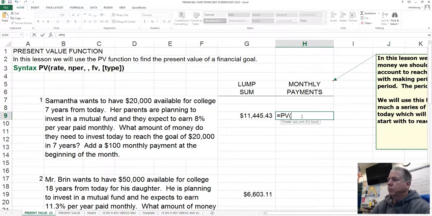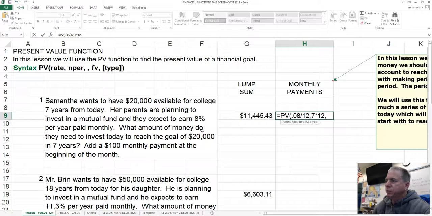Same function. First thing we need to do is determine the rate, and we're expecting 8%. And remember that 8% is yearly, so we need to make sure that the interest rate that we use matches our periods. And in this case, our periods are monthly, so we need to take this annual rate of 8% and divide it by 12 months in a year. Once again, our comma separator, number of payment periods, we're looking at 7 years, 12 months per year, 7 times 12. We'll calculate the number of periods that we need.